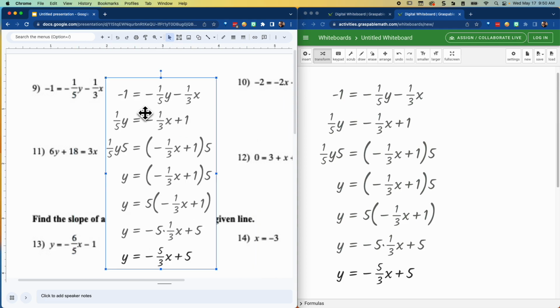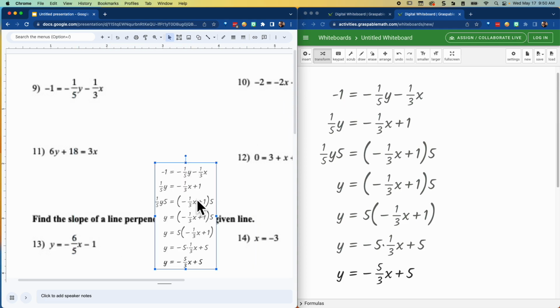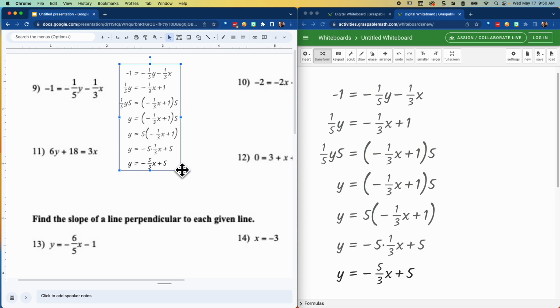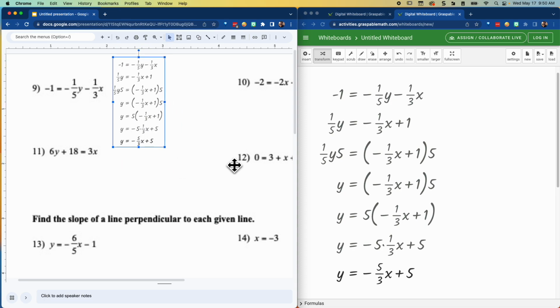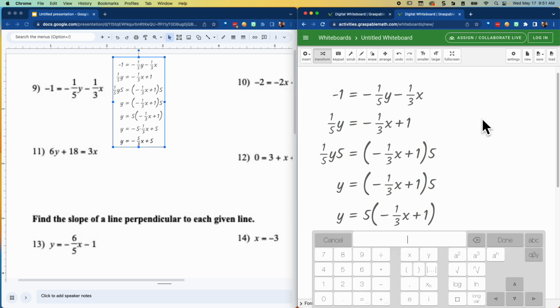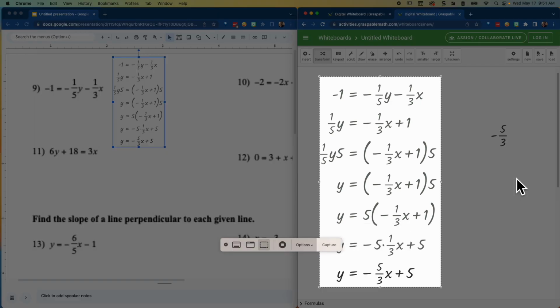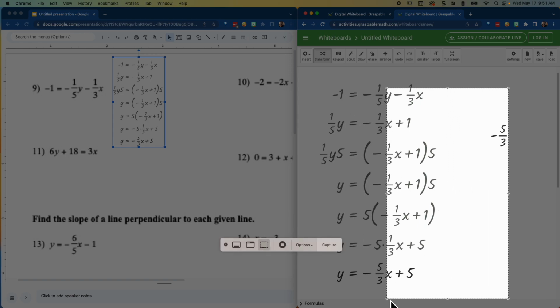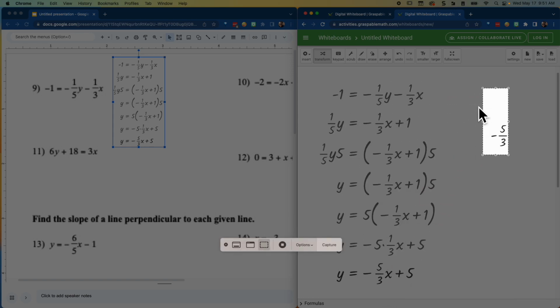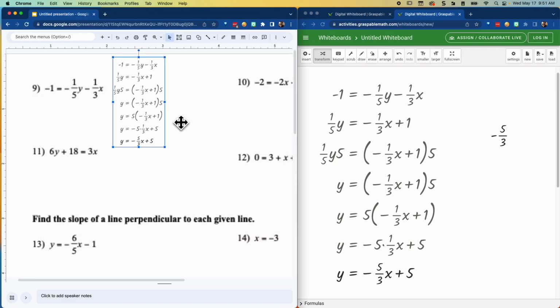This is what you would be writing out for this equation, which looks like a lot. It is quite a bit of writing because you're trying to solve for y. And then what's the actual answer? The actual answer is -5/3. And again, you can use a tool like math.new in order to help with this equation solving.